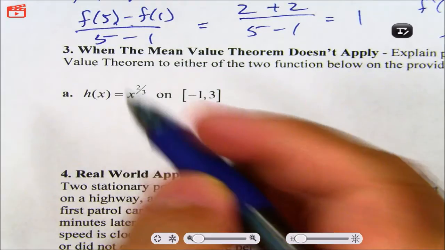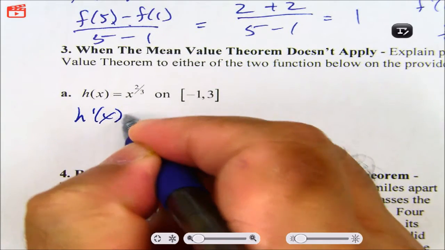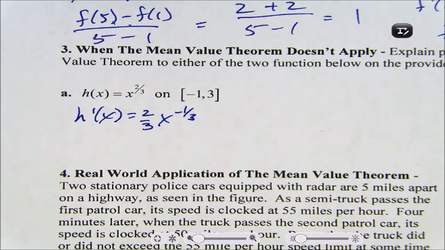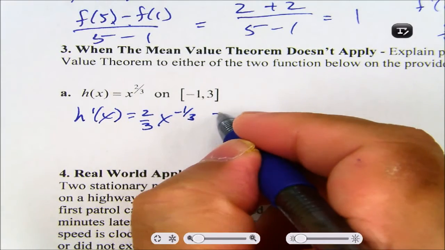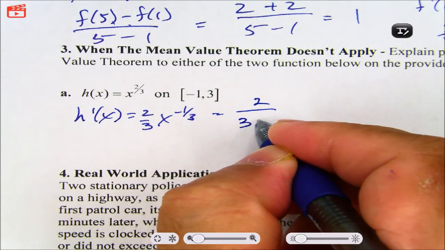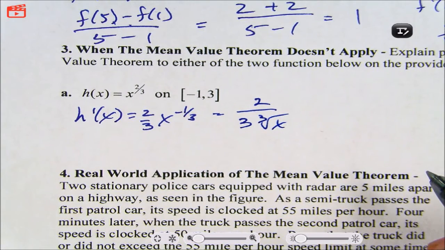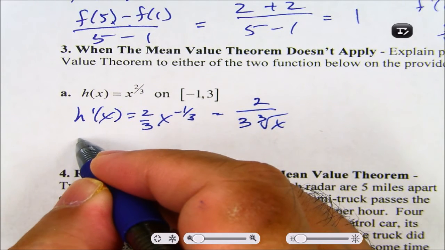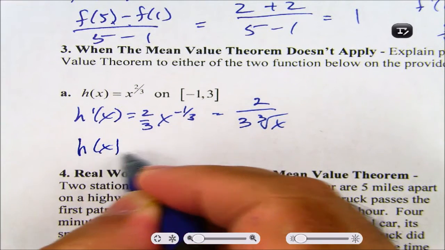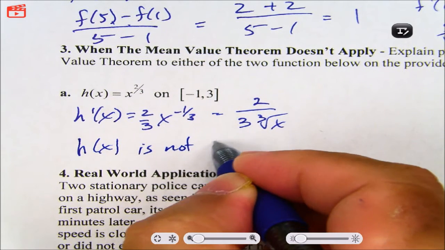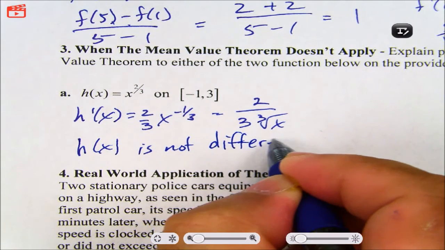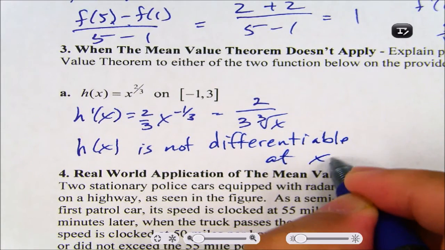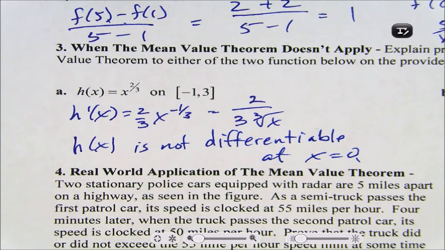So that means look at the derivative. So take the derivative. The derivative is 2/3 x to the negative 1/3. If it's a negative exponent, that means it goes downstairs. You get 2 over 3, and it's the cube root of x. So h of x is not differentiable at x equals 0. Hence, Rolle's theorem does not apply.